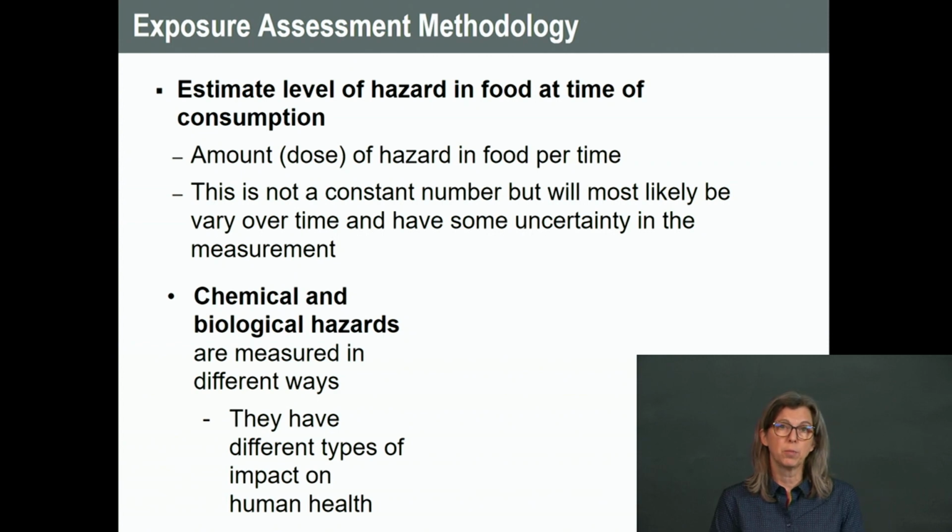So chemical and microbial hazards are measured in different ways in terms of the concentration numbers. As we mentioned earlier, they have different kinds of impact on human health, and there's also just different kinds of science used to measure these, and different kinds of metrics used to represent the amount of contamination in a food.